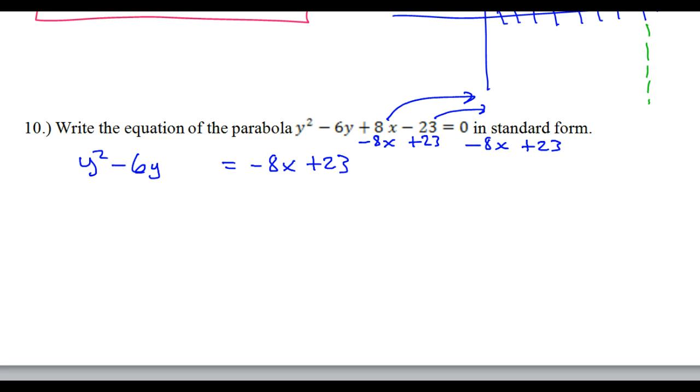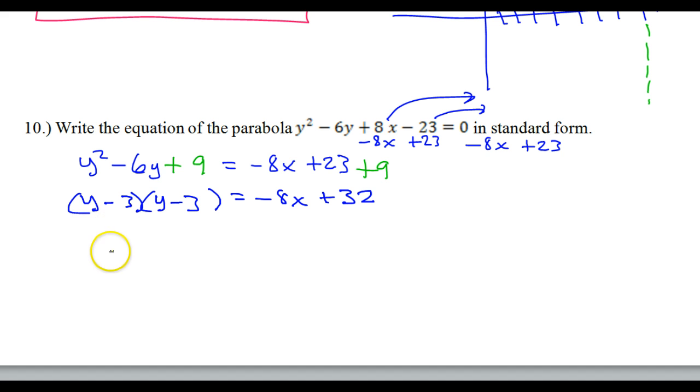Now, meanwhile, I need to complete the square. Half of 6 is 3. 3 squared is 9. So I'm going to do plus 9 on both sides. The point of that was so that this will be guaranteed to factor as the same thing twice. It will factor as y minus 3 twice. Meanwhile, over here, I have negative 8x. Let's see, 23 plus 10 is 33, so plus 9 must be 32.